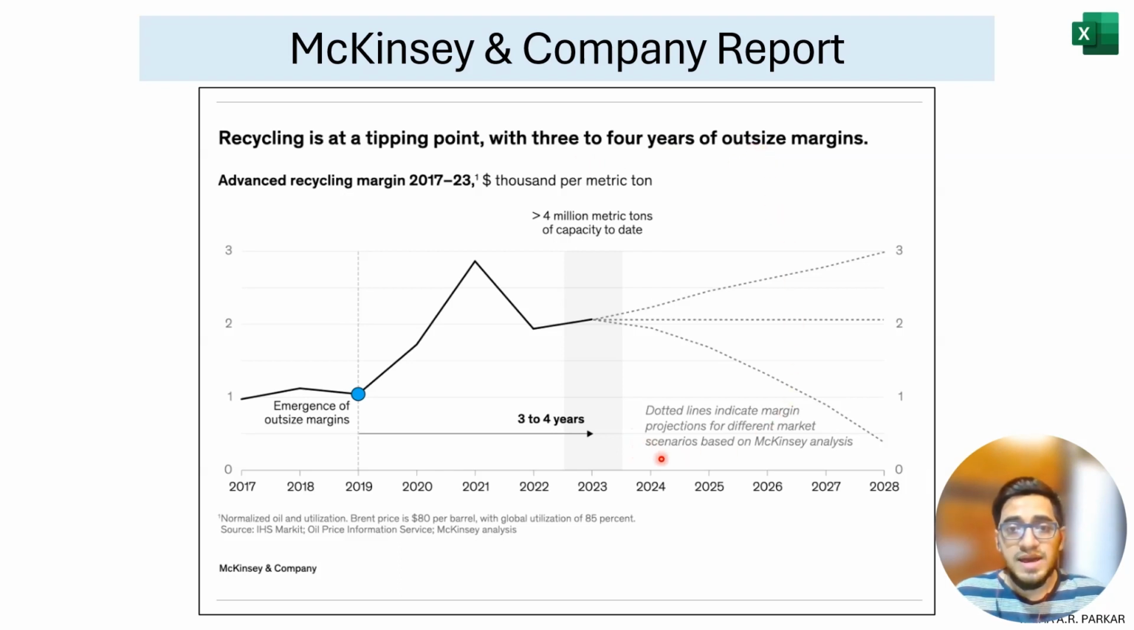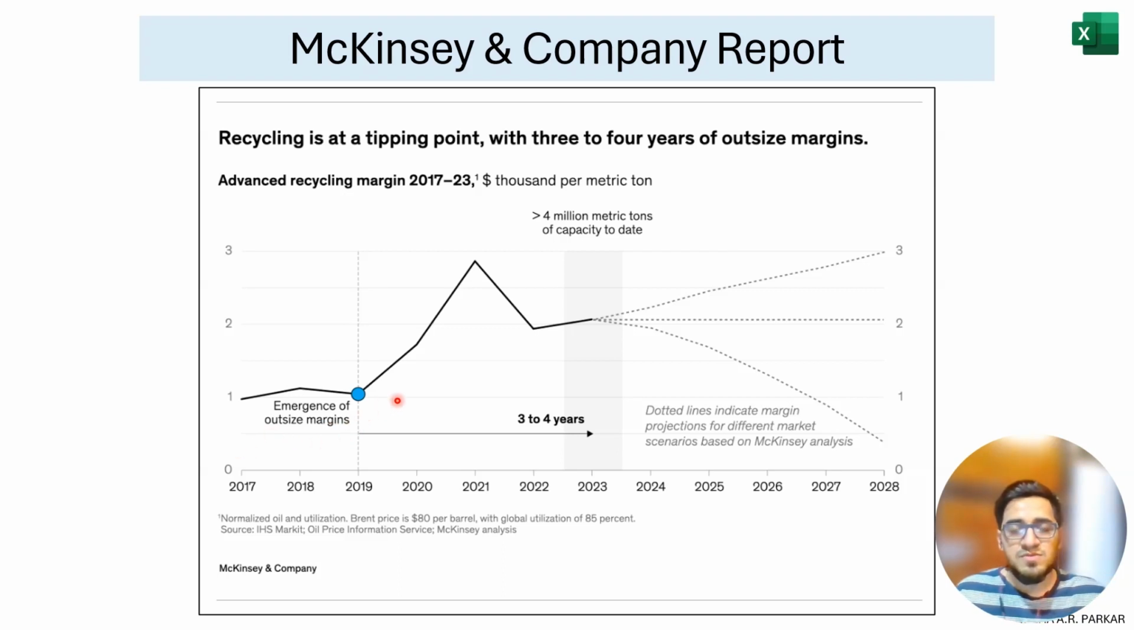At the bottom, I can clearly see that they've added a text box to highlight what the dotted lines represent. Rather than adding a legend, they've added a text box. Dotted lines indicate margin projections for different market scenarios based on McKinsey analysis, right? Along with that, at 2019, they have highlighted a single point that was important to represent. This is when outsized margins started to emerge.